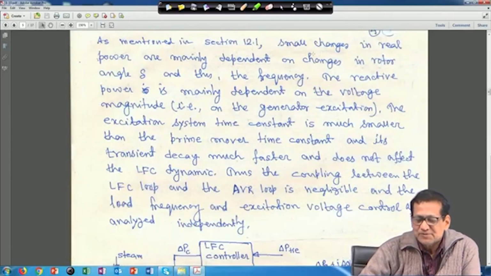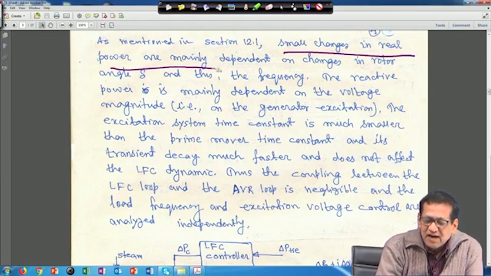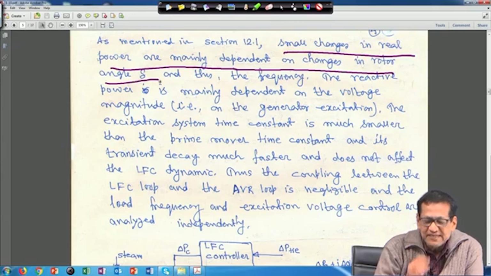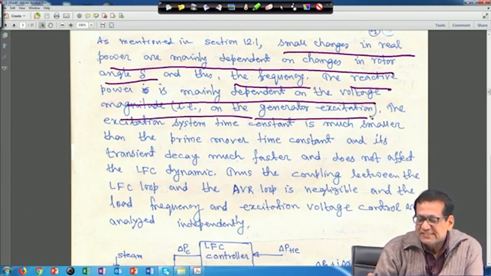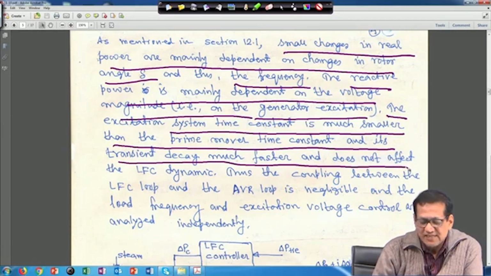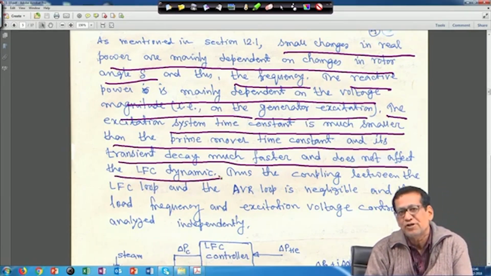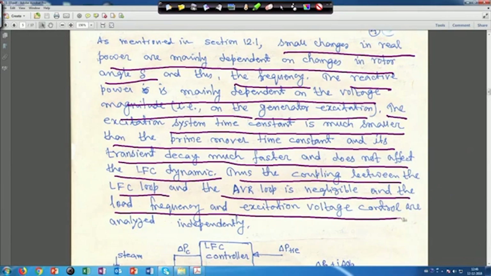Here, for small changes in real power, as I said, the small changes in real power are mainly dependent on changes in rotor angle delta, hence the frequency. The reactive power is mainly dependent on the voltage magnitude, that is, on the generator excitation. The excitation system time constant is much smaller than the prime mover time constant, and its transient decays much faster and does not affect the LFC dynamics, as I told you. Thus, the coupling between the LFC loop and the AVR loop is negligible, and the load frequency and excitation voltage control are analyzed independently.